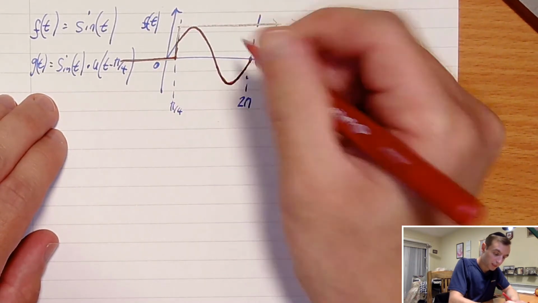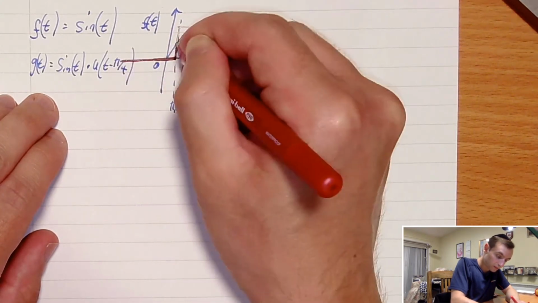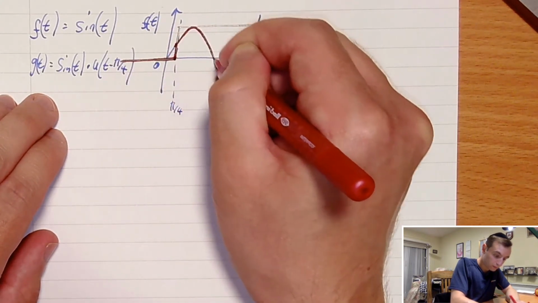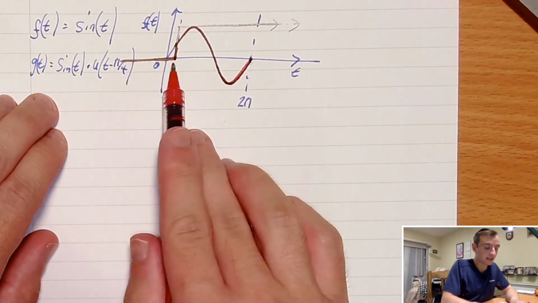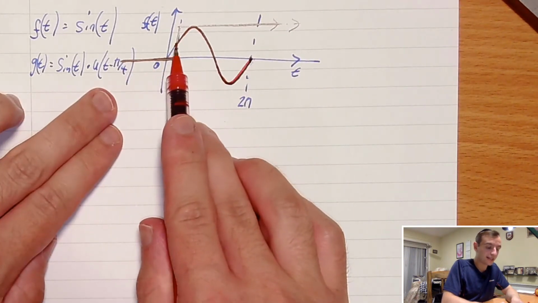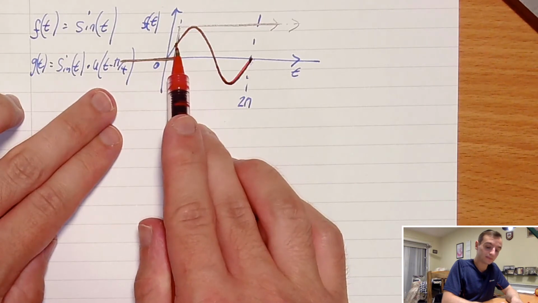It's a little bit difficult to see that, but that's effectively what the function is going to be. 0, 0, 0, all the way to pi on 4, and then it's going to turn on.